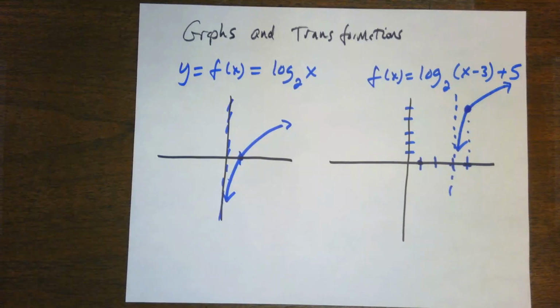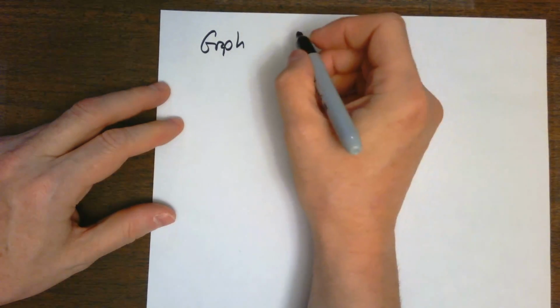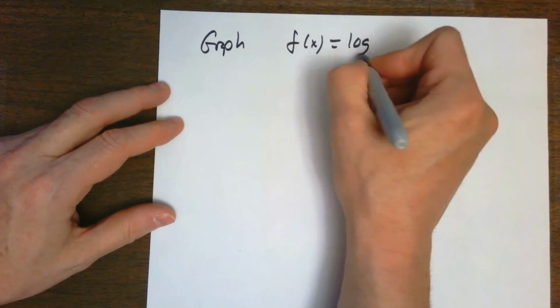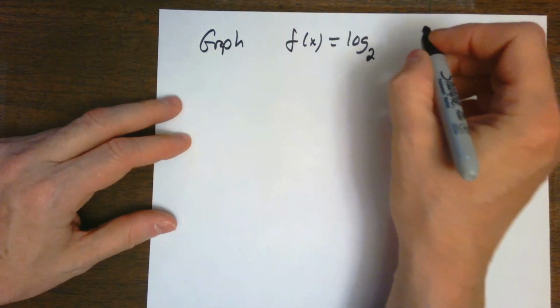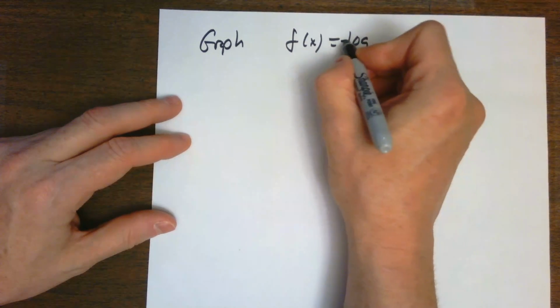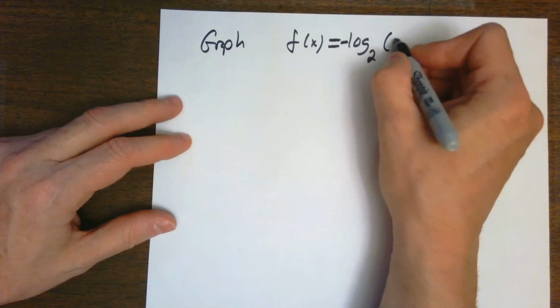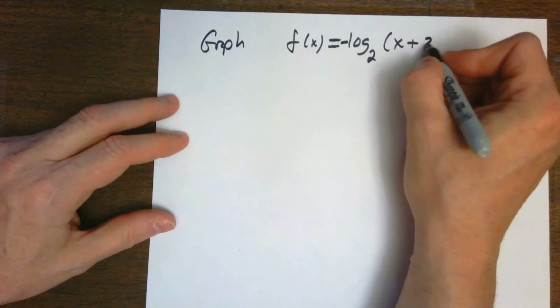Let's do another one with some more transformations going on in it. Let's consider, and I want to sketch a graph of the following function. f of x equals negative log base 2 of (x plus 3).